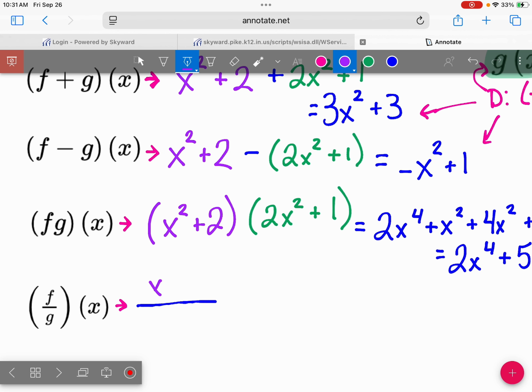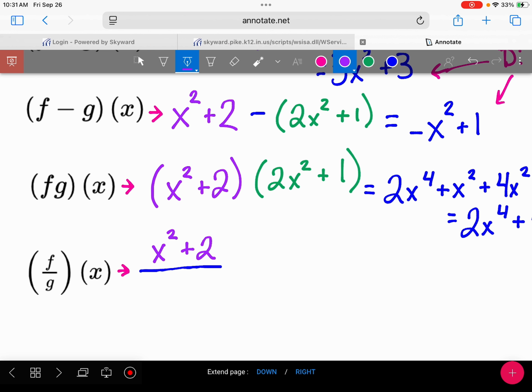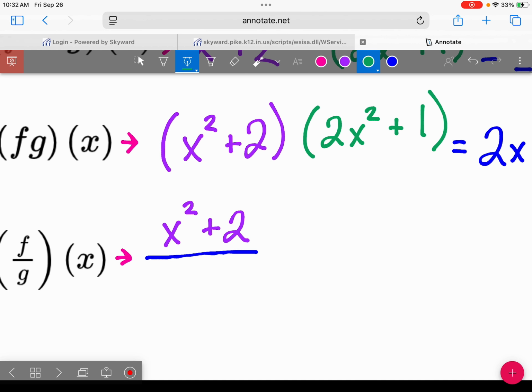We have our x squared plus 2. That's not going to factor, not with anything nice. And my denominator is going to be our 2x squared plus 1, which also does not factor into anything nice. So this isn't really going to simplify, so that's going to be our function. We're not going to try and divide it out. We're not going to do any synthetic or long division stuff. Not this chapter.